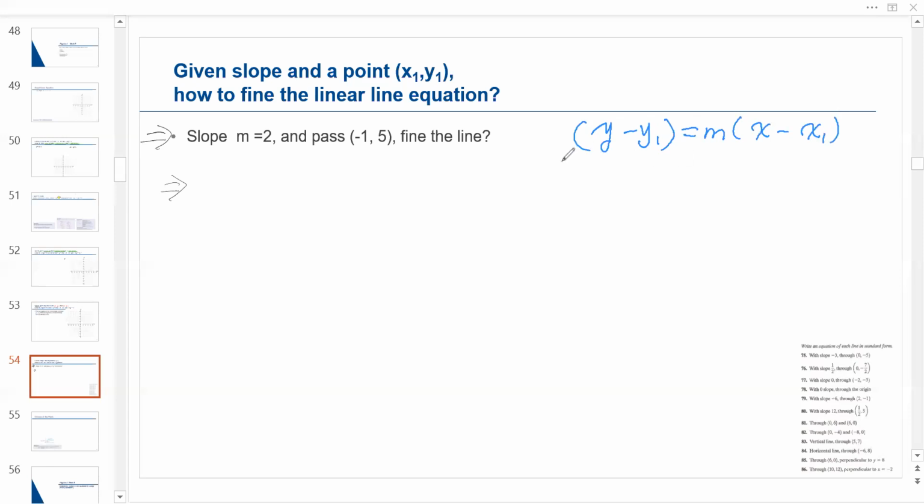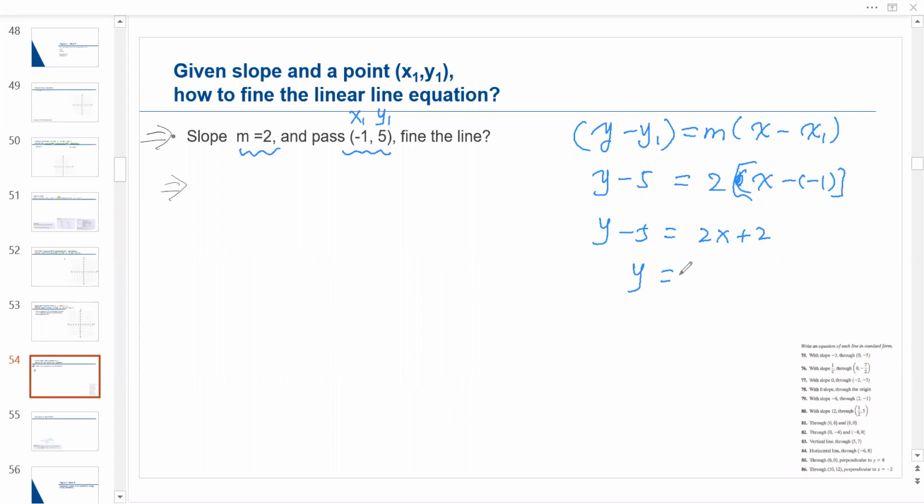You have the formula here. The slope is ready, the dot is ready. Here is X1, here is Y1. So Y minus Y1 is Y minus 5, the slope is 2, and X minus X1 is X minus -1. So it should be Y minus 5 equals 2 times (X plus 1), so Y equals what? I need you guys to answer.